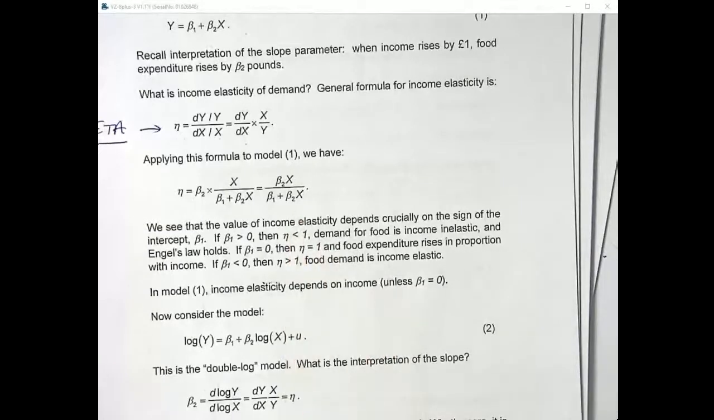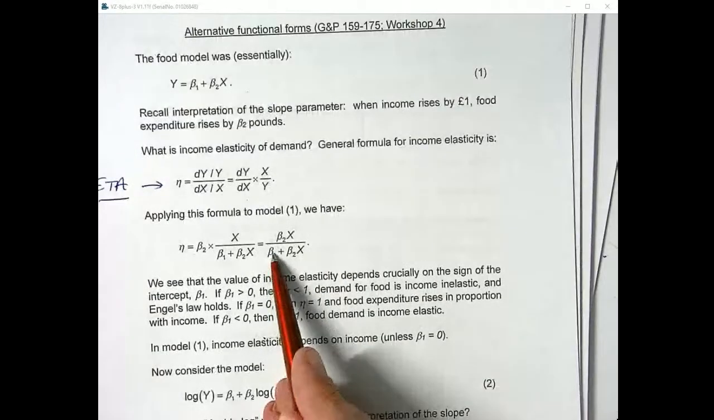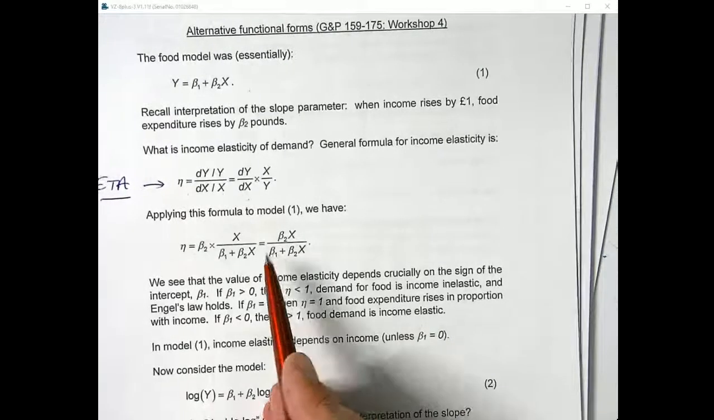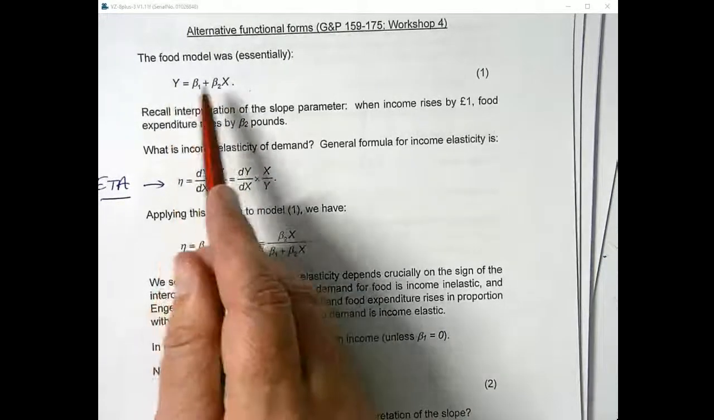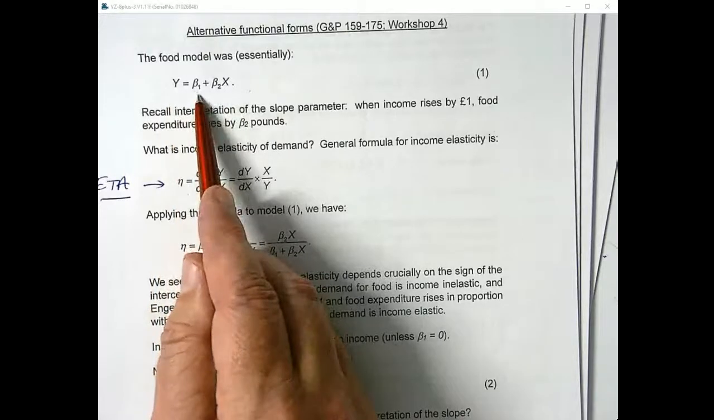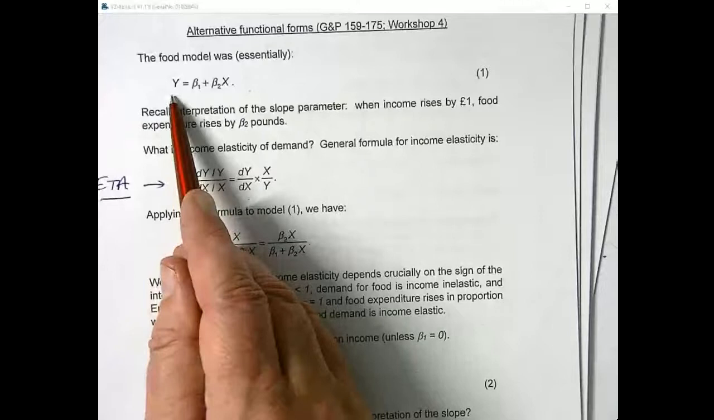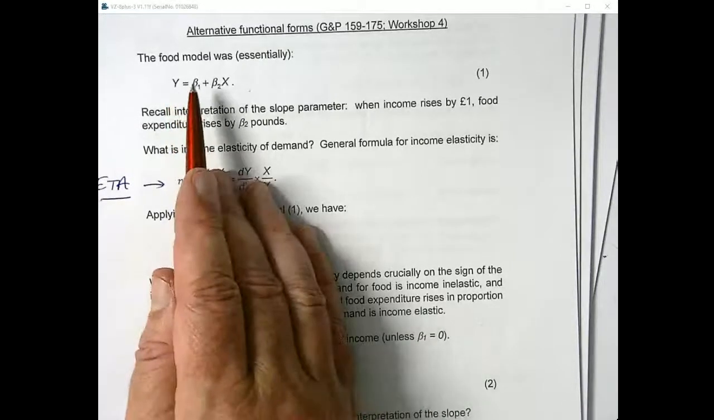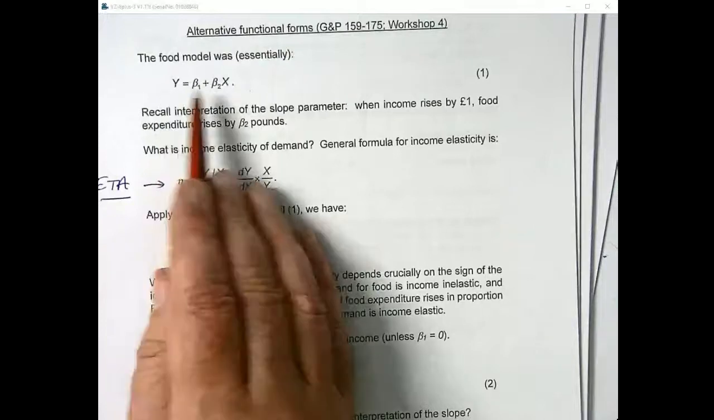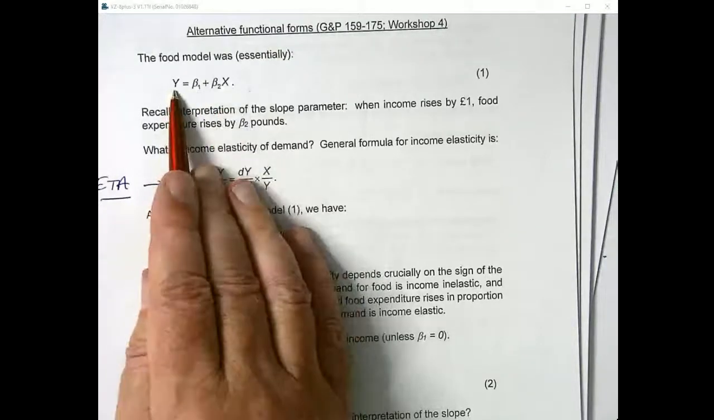So this is quite useful because it shows us that the important parameter here is beta 1. In this model, the simple regression model, the sign of the intercept tells you whether the good you're looking at, whatever it is, is income elastic or income inelastic. But remember, this is only in the context of a model in which X is income and Y is expenditure on a particular good.